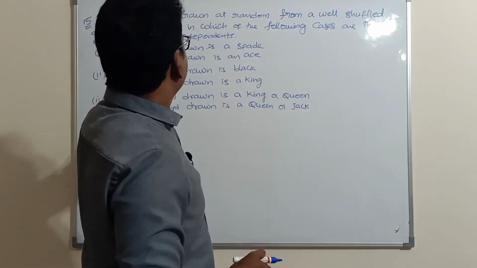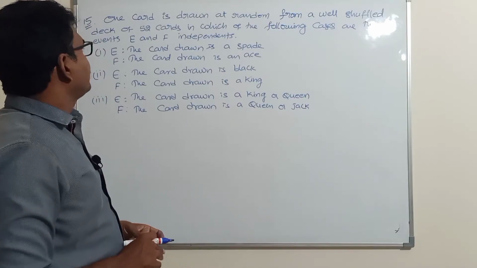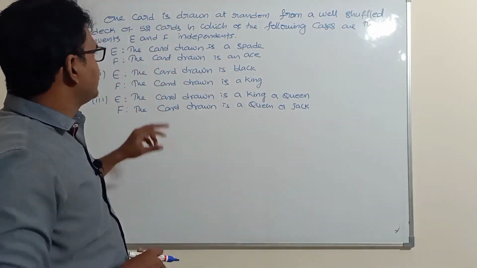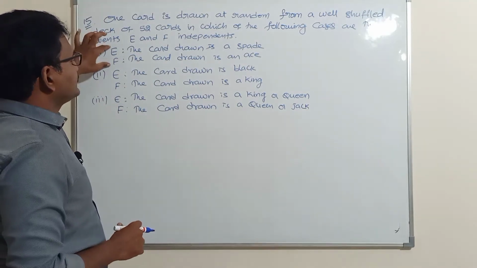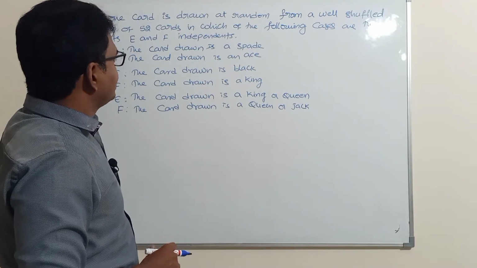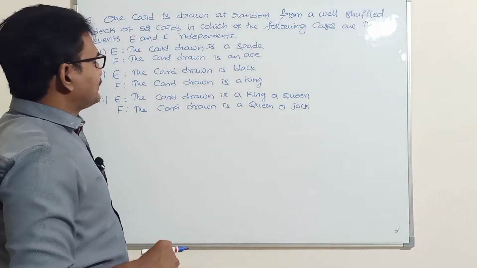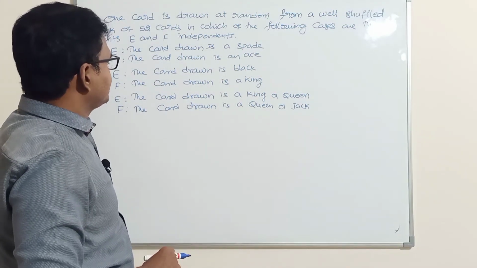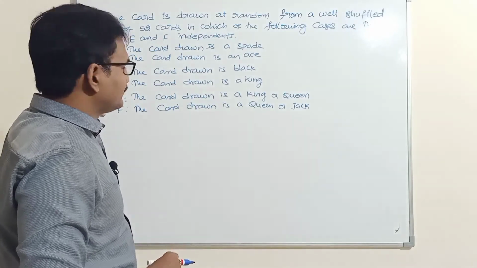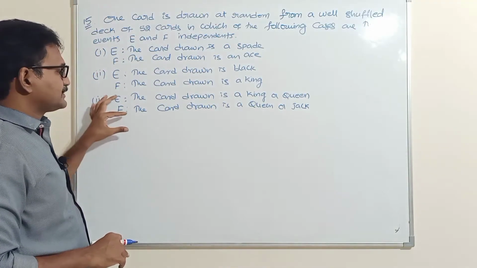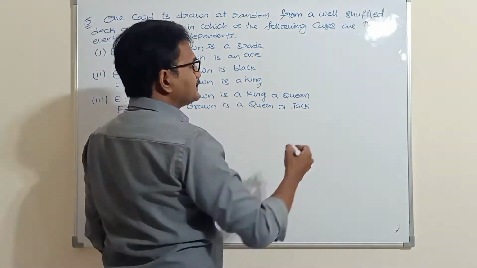Next problem. One card is drawn at random from a well-shuffled deck of 52 cards. In which of the following cases are the events E and F independent? Here E is card drawn is spade, F is card drawn is an ace. Second, E is card drawn is black, F is card drawn is king. Third, E is the card drawn is king or queen, F is the card drawn is queen or jack.